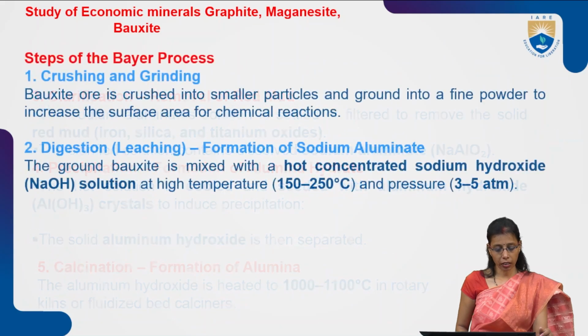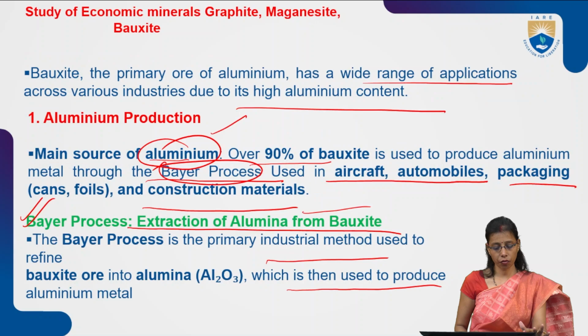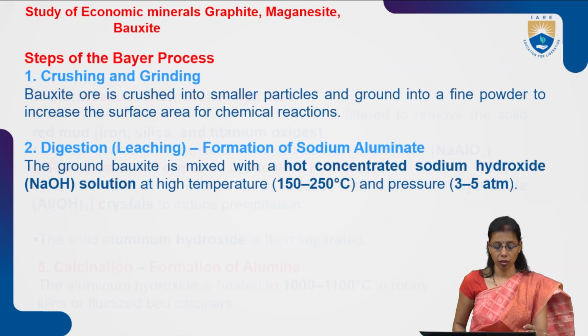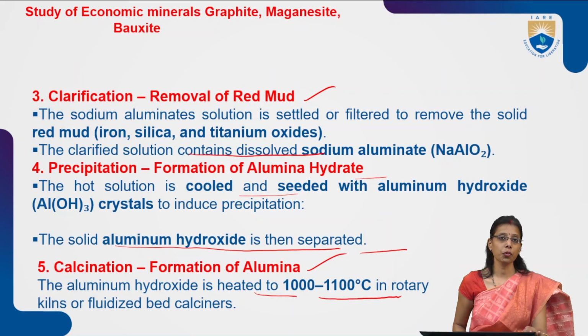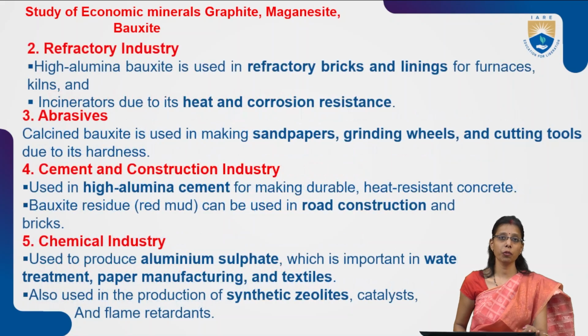So this was about the Bayer's process. As the first application we have seen aluminium production, and under aluminium production you have the Bayer's process steps. We have gone through these 5 steps to produce the aluminium.